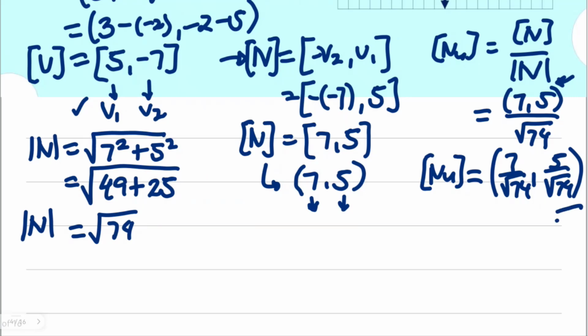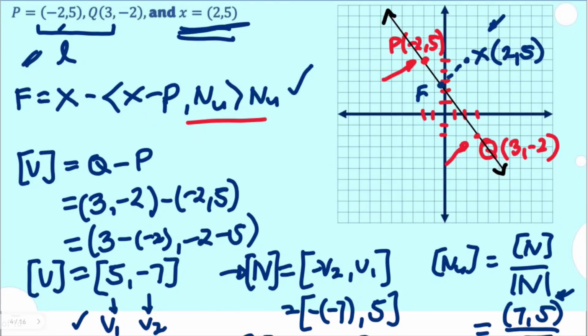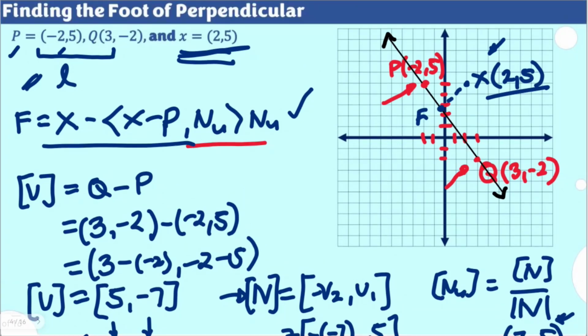Now that we have our unit normal vector, let's go back to the formula. We already have our X as identified here, and our P is still, since we are given P, let's use P. You may also use Q if you would like to, but since P is already given, let's use that.